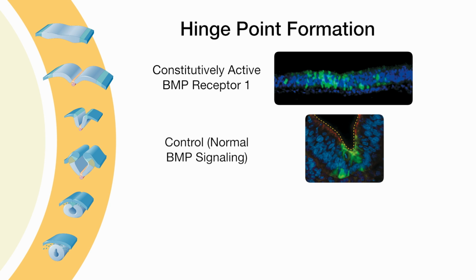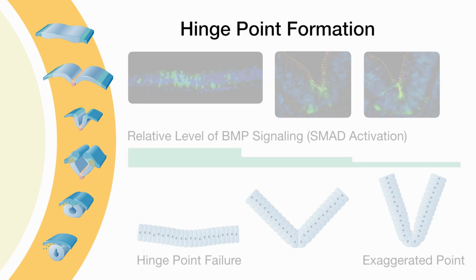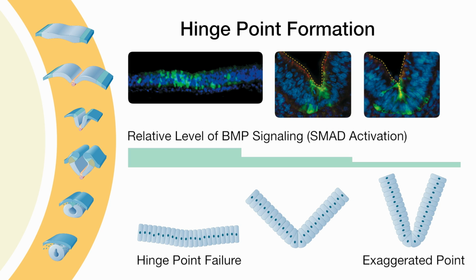By ectopically expressing a constitutively active BMP receptor, researchers showed that too much BMP signaling can completely abolish formation of the hinge points. In contrast, ectopic expression of a dominant negative BMP receptor, which would repress the function of the normal endogenous receptors, resulted in an earlier and exaggerated medial hinge point. So it appears that hinge point formation follows the fabled porridge analogy. BMP cannot be too hot, not too cold, it needs to be just right.